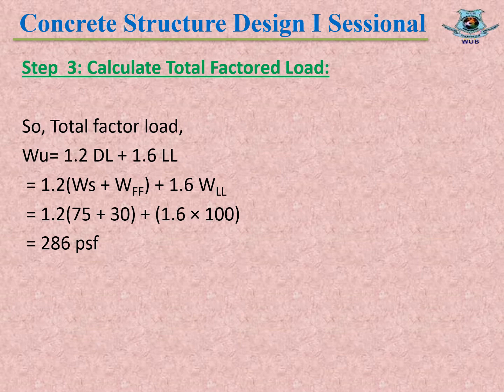Calculation of total factored load. Total factored load Wu equal to 1.2 dead load plus 1.6 live load. From ACI code, live load factor is 1.6. Dead load factor is 1.2. Here, the values of Ws, Wff and Wll are taken from previous slide. So total factored load equal to 286 psf.